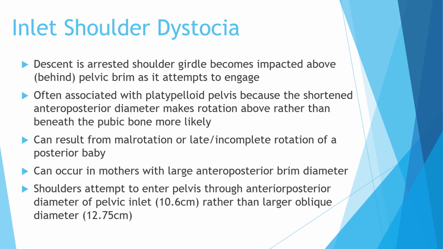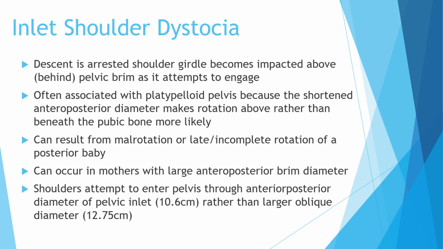So inlet shoulder dystocias, descent of that shoulder girdle becomes impacted above the pelvic brim when it's trying to engage. Those ones are harder to take care of because they're high up in the pelvis, and a lot of times the head really gets stretched out and there's more stress during the pushing process. It can result from malrotation or a late incomplete rotation of the posterior baby. It's often associated with that flatter platypoid pelvis because of that narrowed symphysis pubic arch.